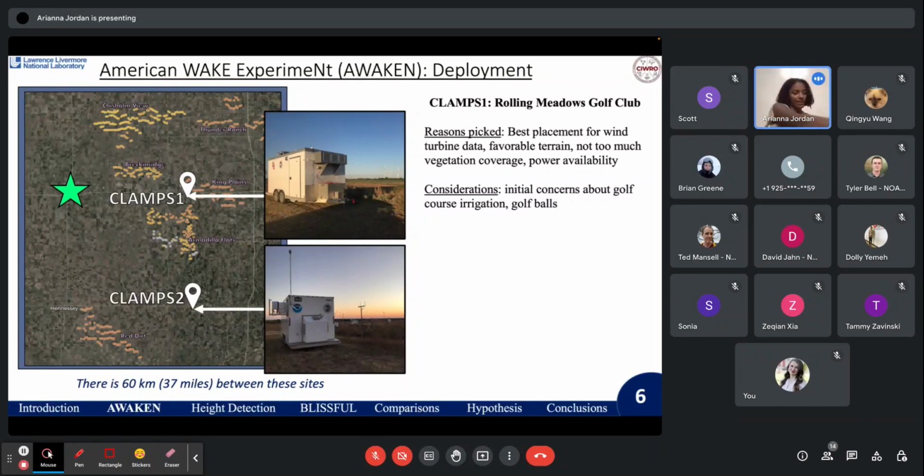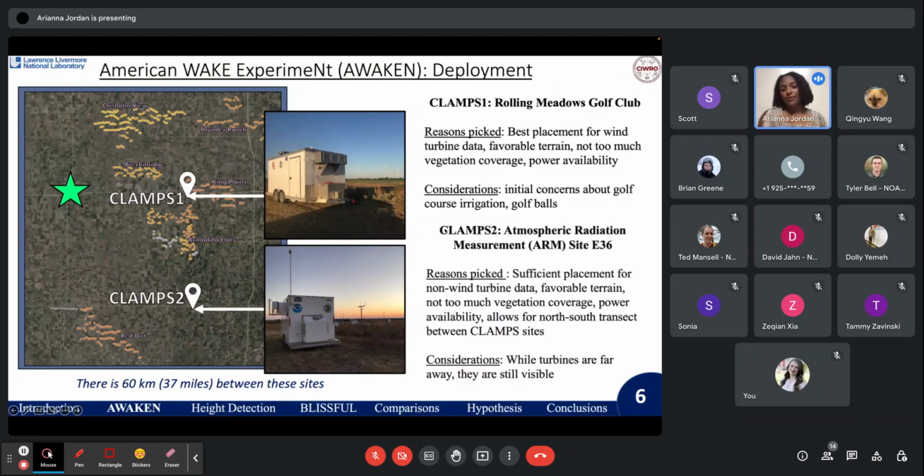Clamps 1 isn't located directly on the golf course, but a little ways off of it. But we did see a few golf balls around the area we put it. That said, the times we've gone up and checked on it, there hasn't been any damage that we could see. So that's very good. So we have this nice place for Clamps 1, but we also wanted data outside of the wind turbine influence so we could compare it well.